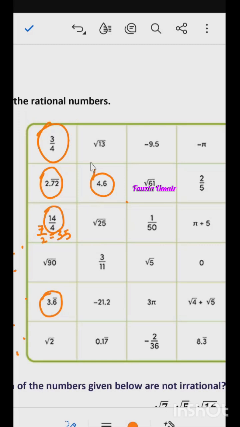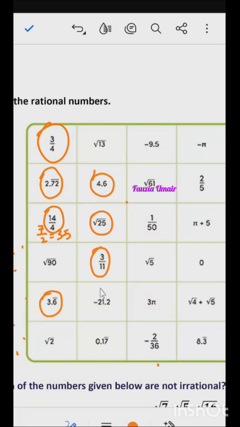All right, next is square root of 25. So many hands. It's rational because it's a solvable root. Rational number. 3 by 11. Ma'am, rational number. Rational because 11 is a special divisor. If you divide, it will give you a recurring decimal. Okay? So next is minus 21.2.